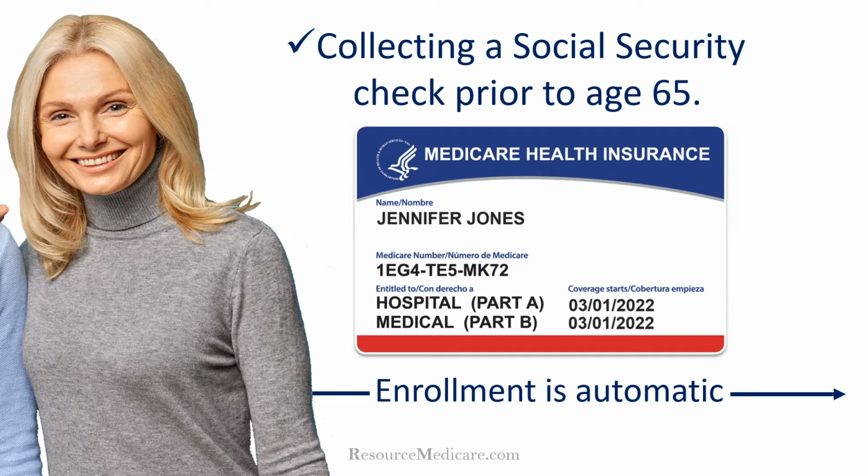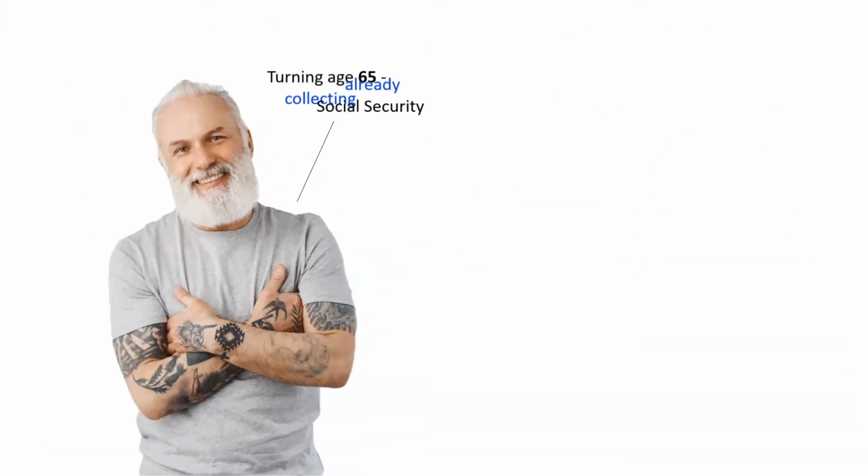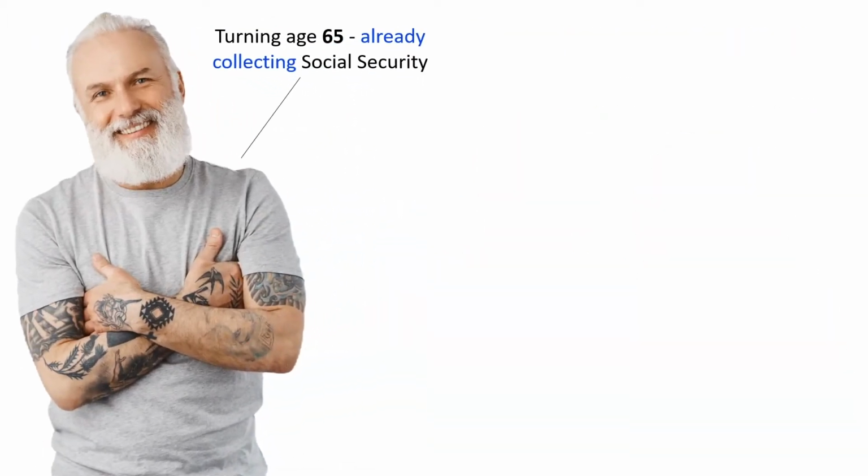But in the event that she wasn't in that scenario and she had access to some other creditable plan, she could literally send the card back and say, my reason for rejecting Medicare is I already have something. But that is not her situation. So people collecting Social Security prior to age 65 or right at age 65 will automatically be enrolled in Medicare.